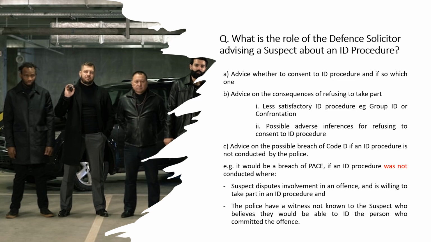C, advise on the possible breach of Code D if an ID procedure is not conducted by the police, e.g. it would be a breach of PACE if an ID procedure was not conducted where suspect disputes involvement in an offence and is willing to take part in an ID procedure, and the police have a witness not known to the suspect who believes they would be able to ID the person who committed the offence. That would be a potential breach.